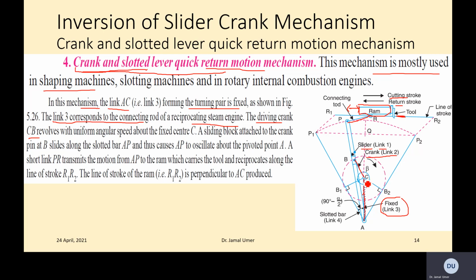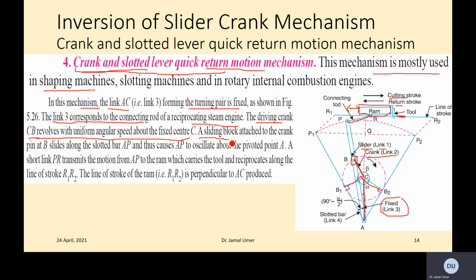CB. So this is CB, and basically two positions are shown. This is B, and this is C. So CB is the crank. At two positions, it could be CB1 or CB2; these are the different positions. CB revolves with uniform angular speed about the fixed center C. So this CB is revolving around a fixed center C.